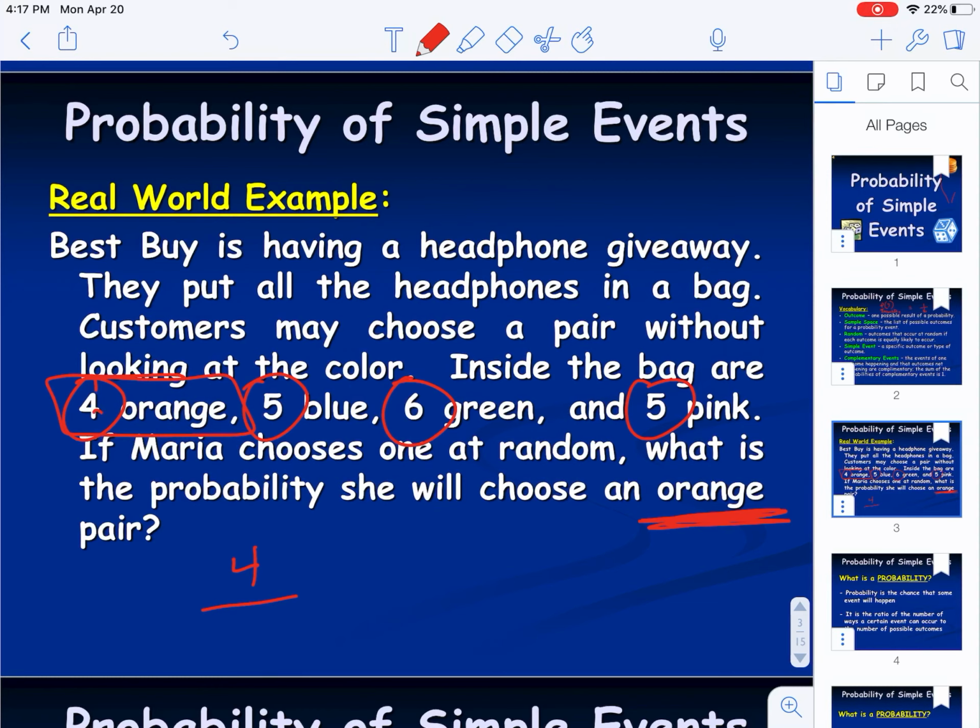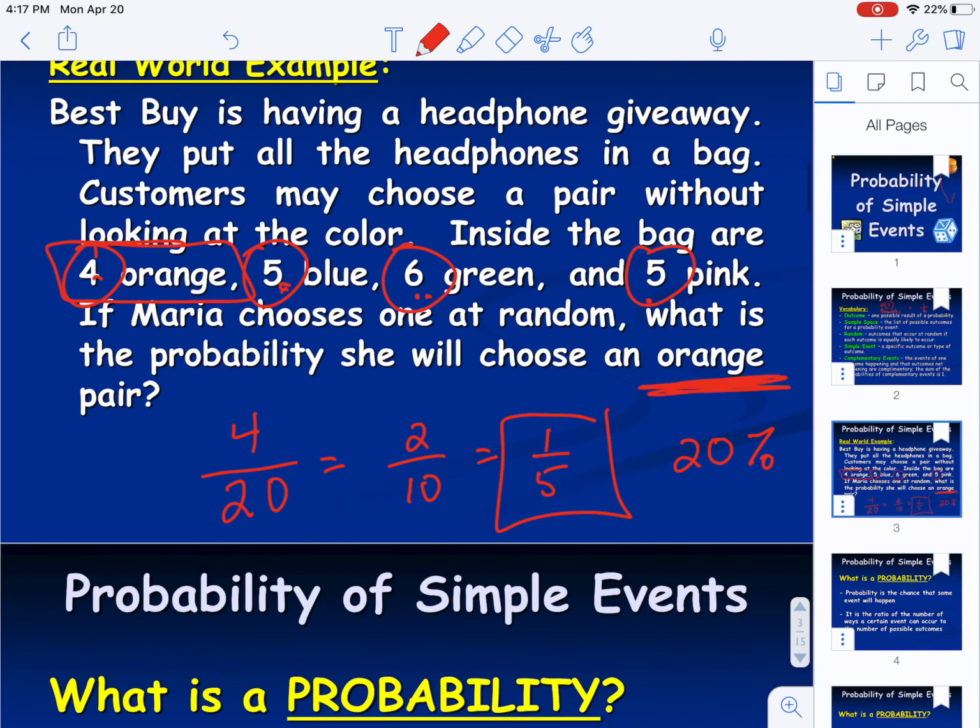All right, so 4 plus 5 plus 6 plus 5. 11, 15, 20. Okay, 4 out of 20. Let's reduce. 2 out of 10. Reduce again with your calculator. 1 out of 5. The answer is 1 out of 5. Sometimes you say a percentage. That'd be 20%. How would I do a percentage? 1 divided by 5 is 0.2. And then you move it over 2. So 20%.